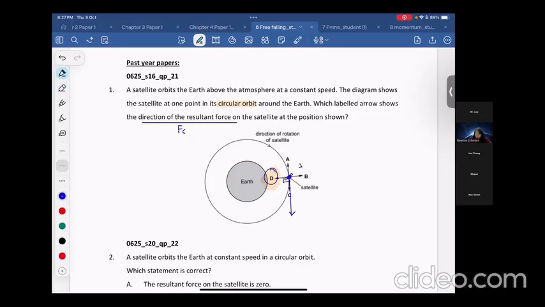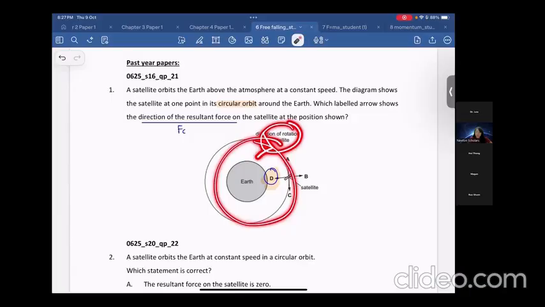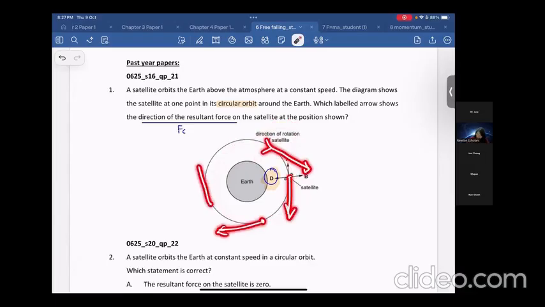If there is no gravity pulling on the satellite anymore, where will the satellite go? The answer is C. Why not A, which is also perpendicular to the resultant force? You have to be careful of the direction of the circular motion. They are showing this direction, so it is trying to move at this direction, here, and here.